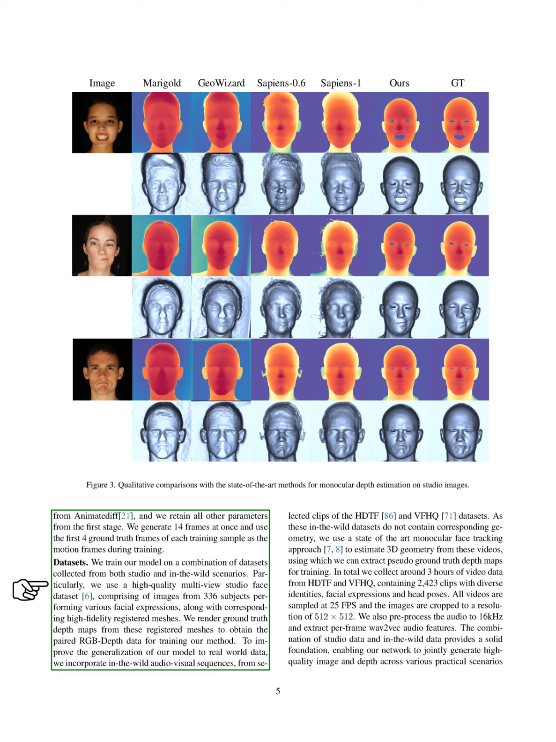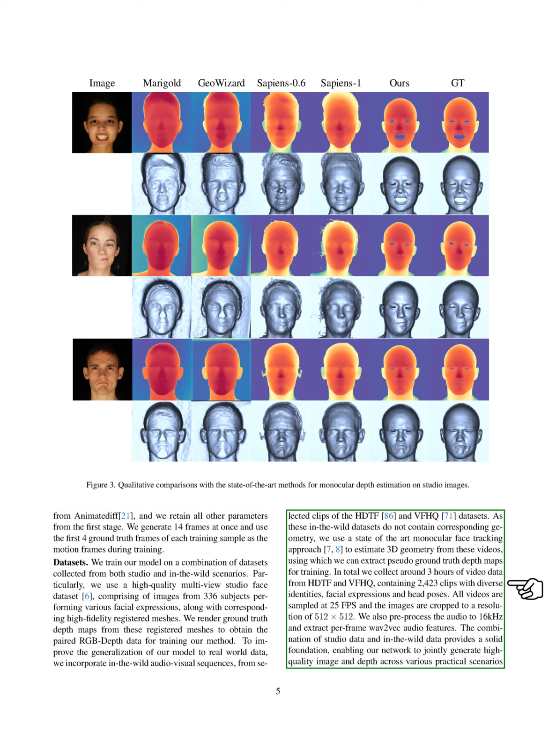To enhance our model's generalization to real-world data, we include in-the-wild audiovisual sequences from selected clips of the HDTF and VFHQ datasets. Since these datasets lack corresponding geometry, we apply a state-of-the-art monocular face tracking method to estimate 3D geometry from the videos, allowing us to extract pseudo-ground truth depth maps for training. In total, we gather around 3 hours of video data from HDTF and VFHQ, consisting of 2,423 clips with diverse identities, facial expressions, and head poses.